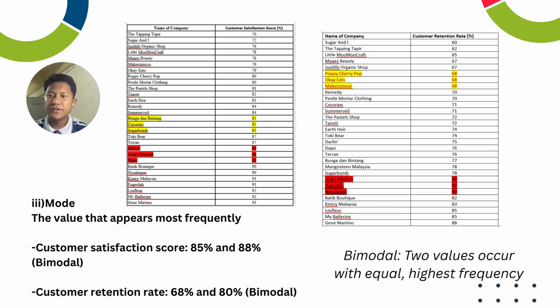For the customer retention rate, the most frequent values are 68% and 80%. Again, since two values occur with the same highest frequency, this distribution is also bimodal. Bimodal distributions are important to note because they can indicate that there are two different groups or clusters within our data. In this case, it suggests that companies tend to cluster around these specific satisfaction and retention rates.